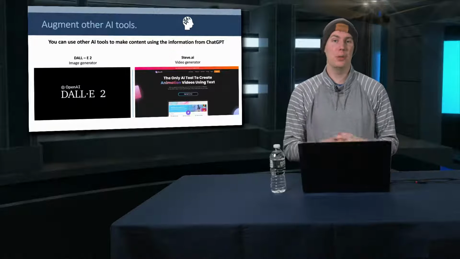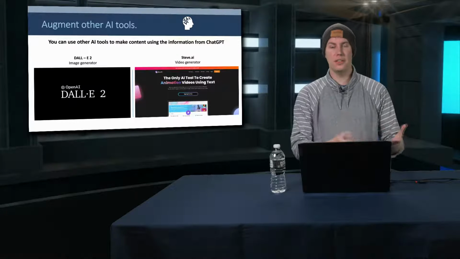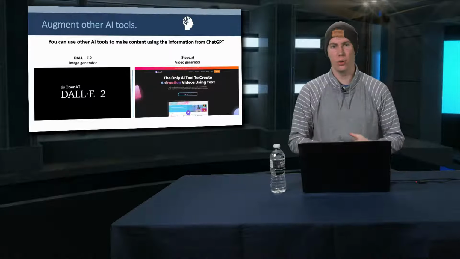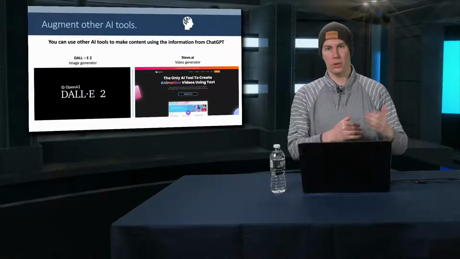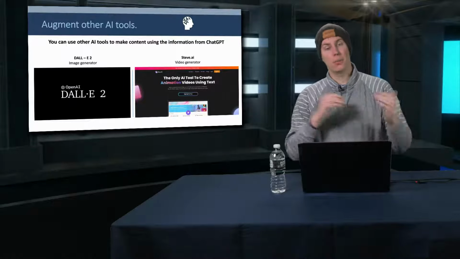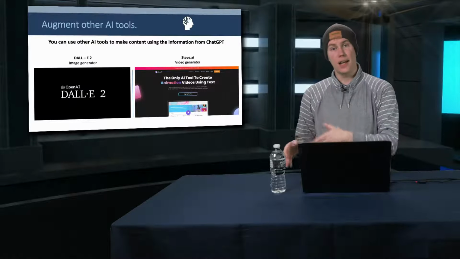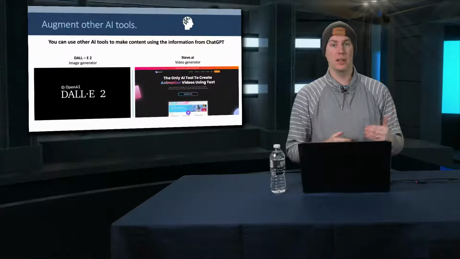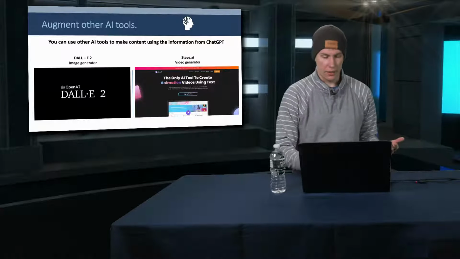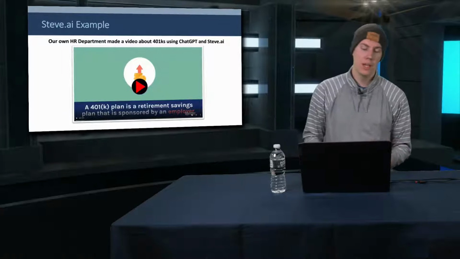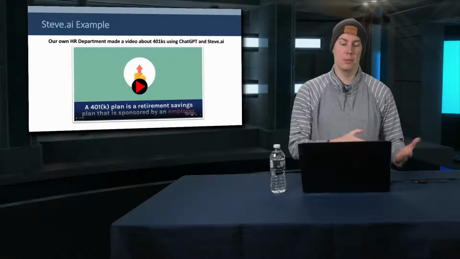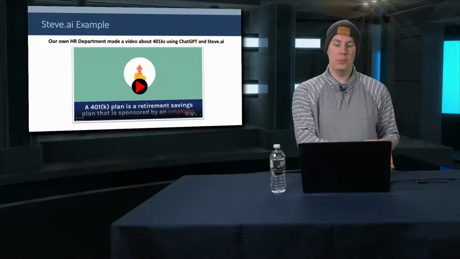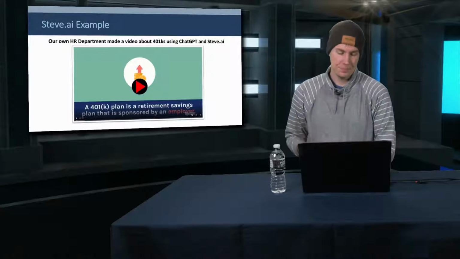Another AI tool that we have used is Steve.ai. And Steve.ai is a video generator. So you can take bullet points or a script from ChatGPT, throw it into Steve.ai, and it will make an animated film based on the information that you gave it. And to kind of show that off a little bit, our very own HR department made a video about our 401k plan using ChatGPT and Steve.ai.